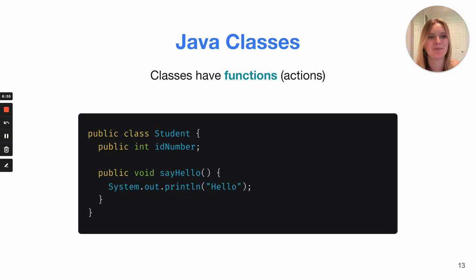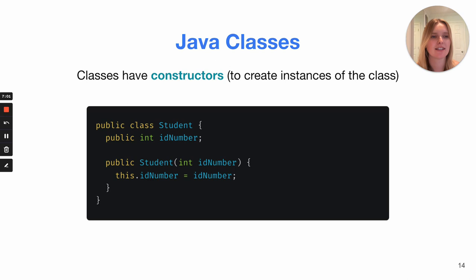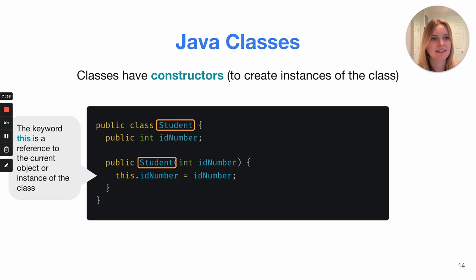Classes in Java also have constructors, and this is key because constructors construct or create instances of the class. So here we have a constructor for the student class. And we can tell it's a constructor because the name of the class will match the name of the constructor. So this is really important to find the constructor in the code and also create your own constructors in classes. Now, inside the body of our constructor, we need to set the ID number to the ID number of a specific student. So the way we do this is use the this keyword to reference the current object or instance of the class and then set that to the one we're passing in. So say we're creating a new student, we're setting this student's ID number to the ID number we're passing in.